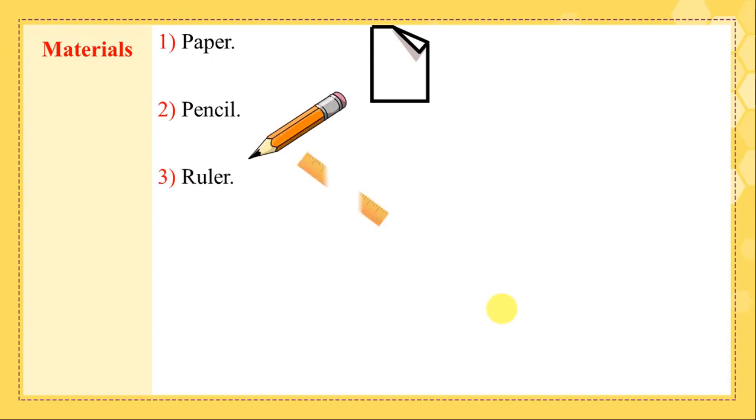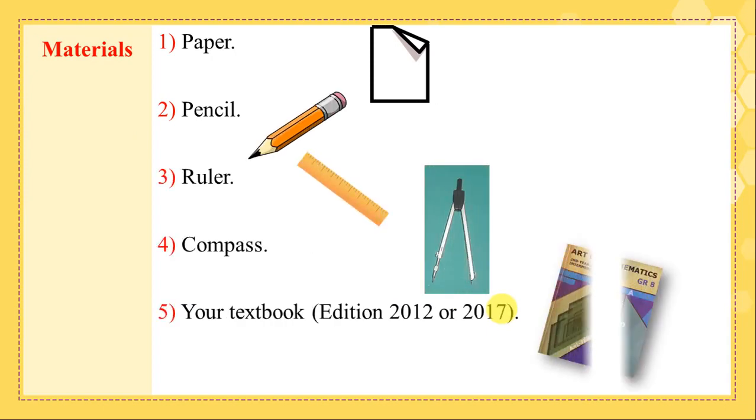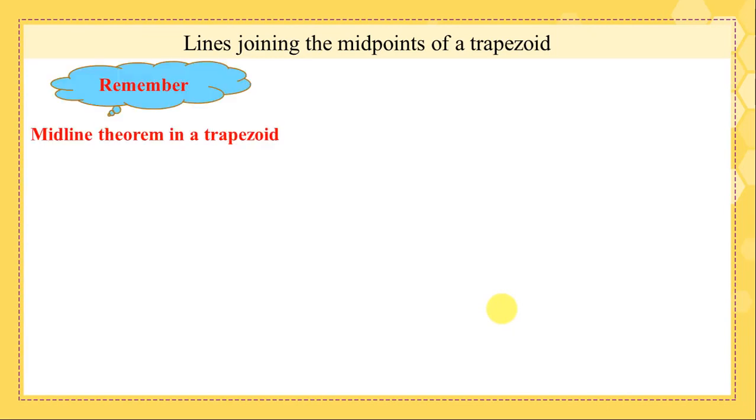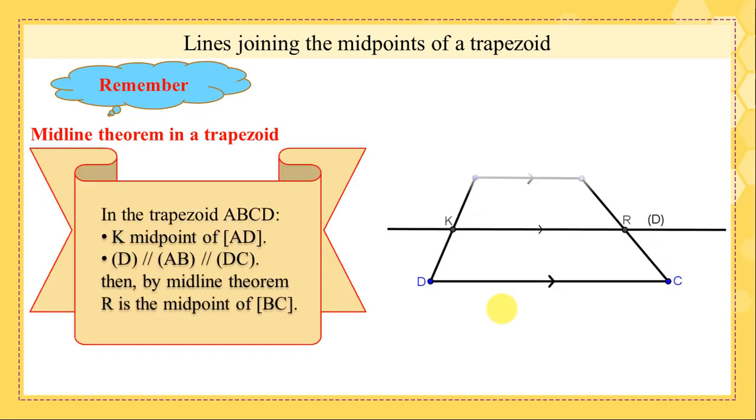Materials: paper, pencil, ruler, compass, and your textbook edition 2017 or 2012. Lines joining the midpoints of a trapezoid. Remember, midline theorem in a trapezoid.